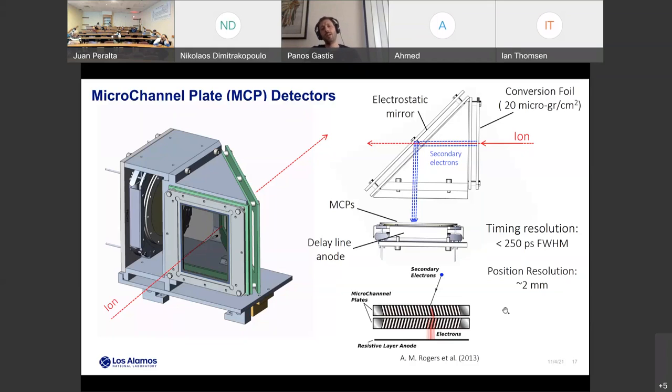And another detail, I didn't mention it, but I'm not going to go into more details on that. The anode of this detector assembly has a form of delay line. And this means that we can also have information about the position of the fission fragment when it passes through the conversion foil. And the resolution of these detectors on position is about 2 millimeters full width at half maximum.